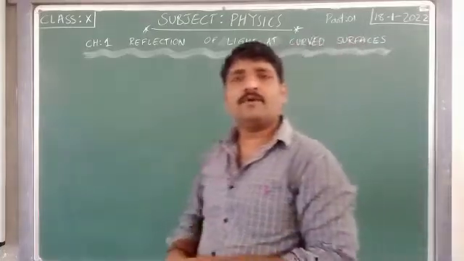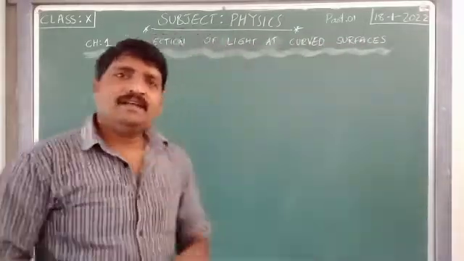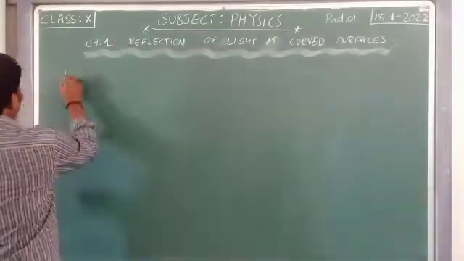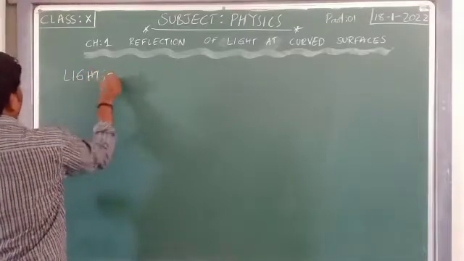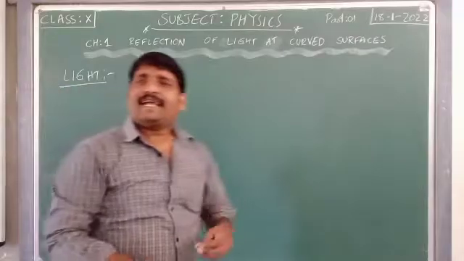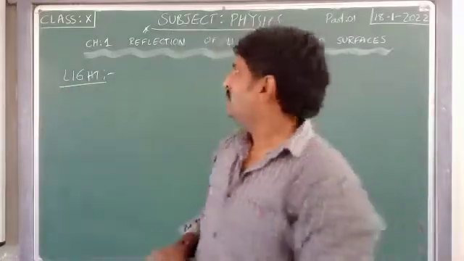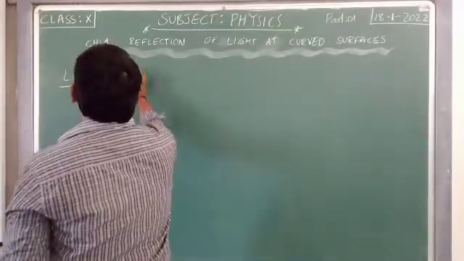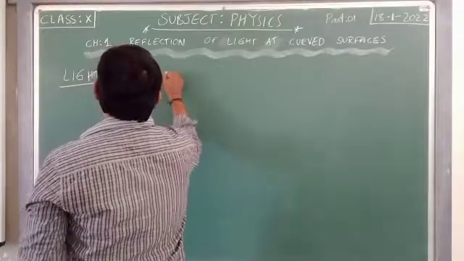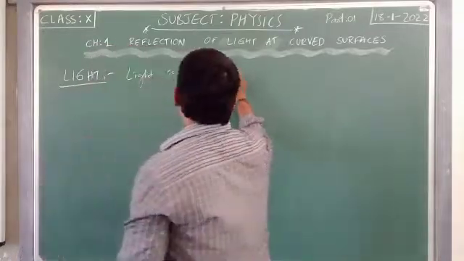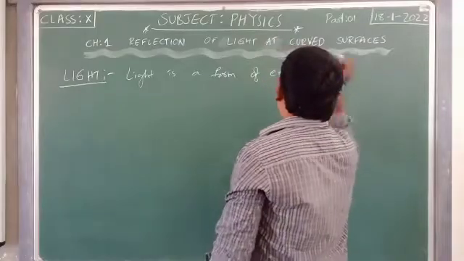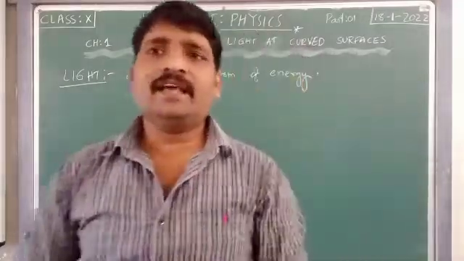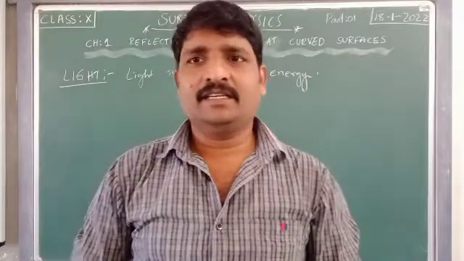As the name suggests, the reflection of light at curved surfaces. First we are going to talk about what is light. What is the definition of light? What exactly is the meaning of light? In simple words, light is a form of energy.